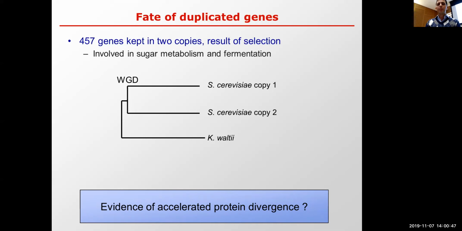But the next question is, what about neofunctionalization and subfunctionalization? So there were a lot of evolutionary theories about what happens after genome duplication, after gene duplication. What's really cool now is that we actually have an outgroup. So we can use that outgroup to root this 3-way comparison and figure out which of the 2 copies evolves faster or slower. Everybody with me here?